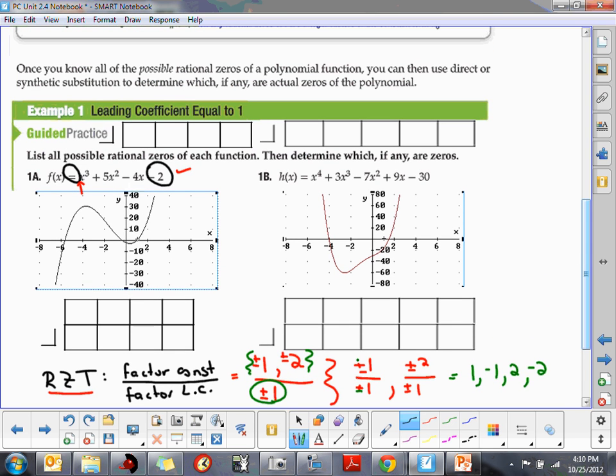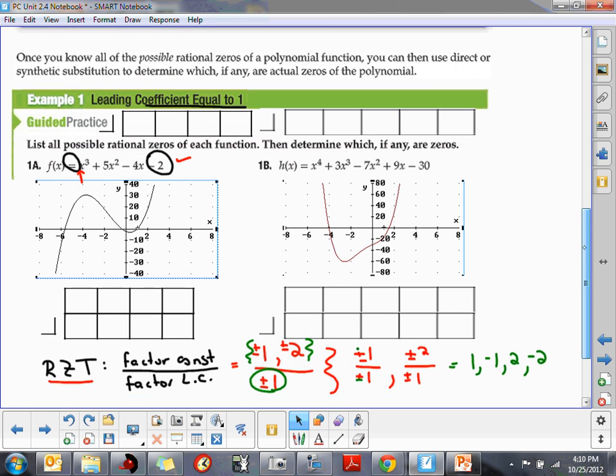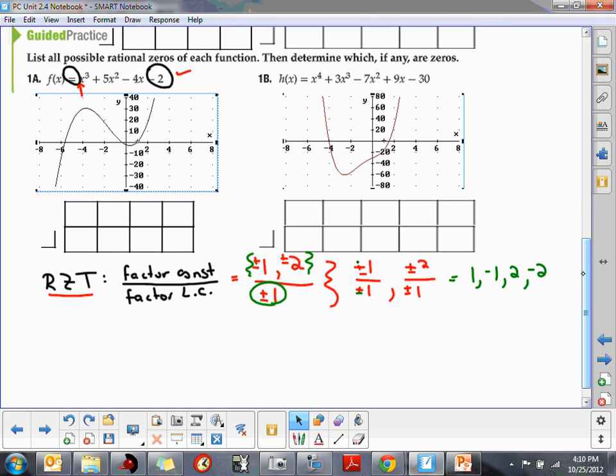We have a leading coefficient that's equal to 1. In the next example, at least in example 2, you'll see where that leading coefficient is something other than 1, and it makes our possibilities much larger. Now, like I said, we're not going to turn a blind eye to technology. We are going to use that to our advantage here, along with synthetic division.